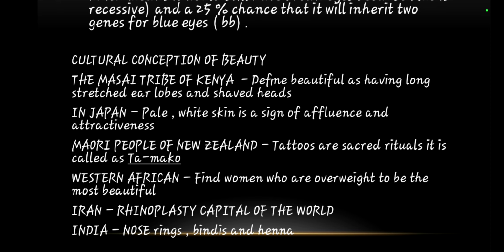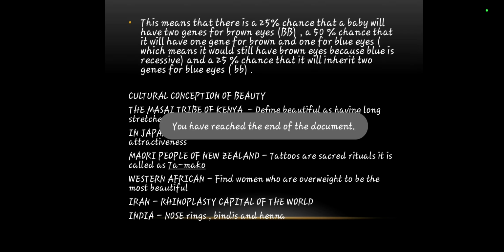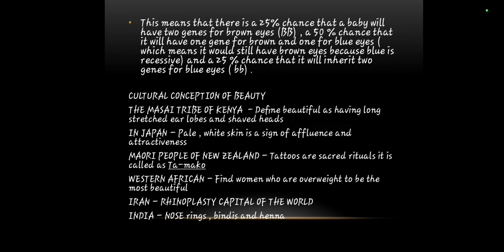Okay? So that would be the cultural conception of beauty pertaining to different places. Okay? So if you have questions, clarifications, you can ask me in our GC. So I think this is the end of my discussion pertaining to the physical self. So I hope you understand it very well.